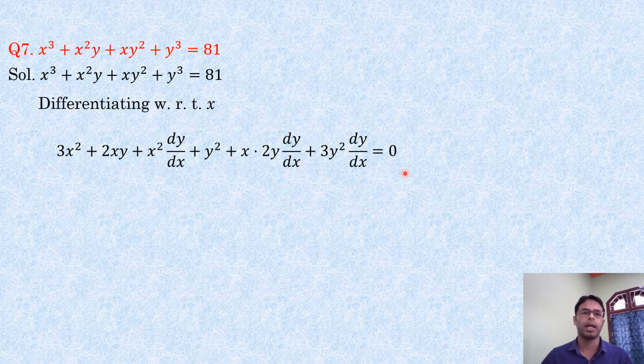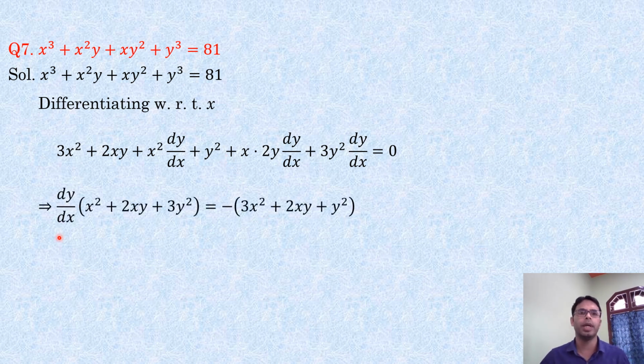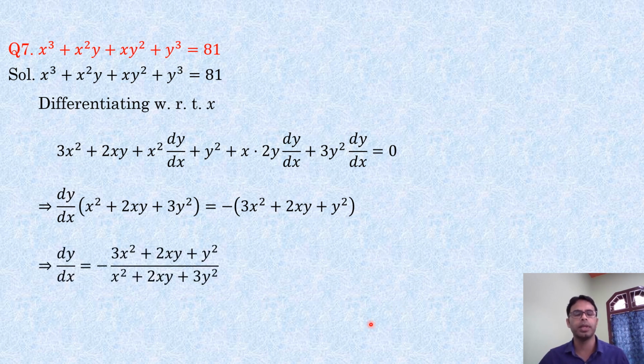Okay, so now collect the terms of dy/dx from these three terms, and this one and this one are to be shifted to the right hand side. You see here dy/dx, it is x square, 2xy, 3y square equals to this, and these terms are negative, so taking minus common here, 3x square plus y square and plus 2xy. Then just divide by this term to the right hand side. So dy/dx will be this one, and that will be the answer for the question.